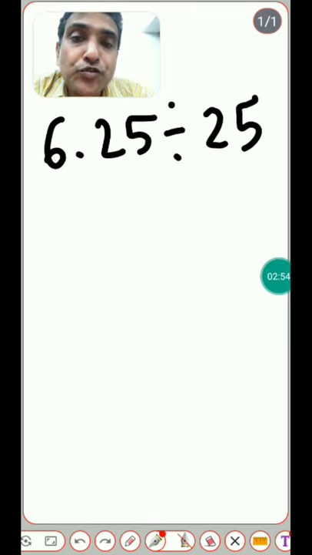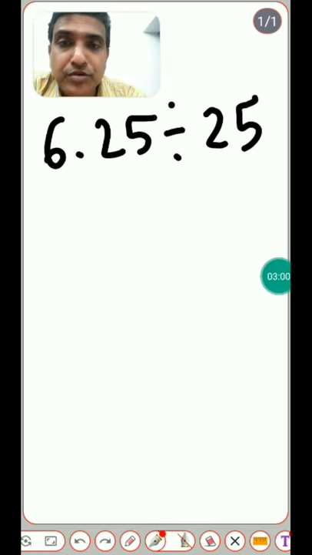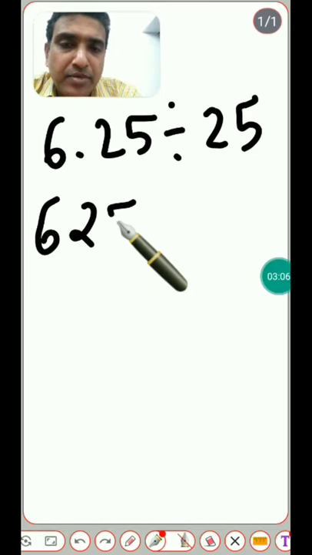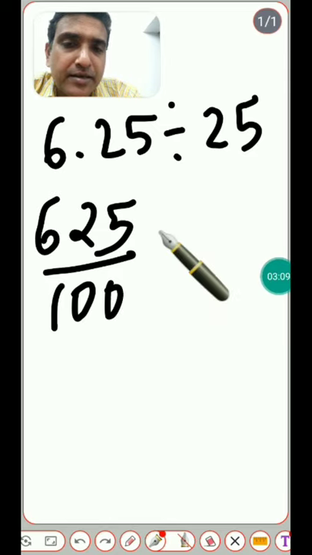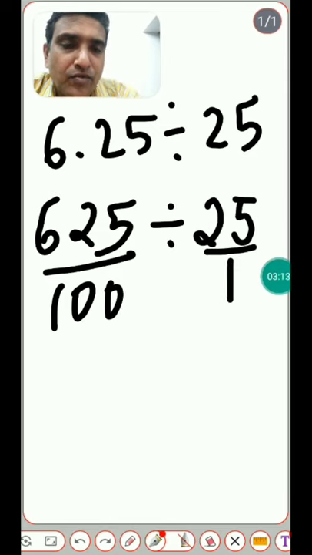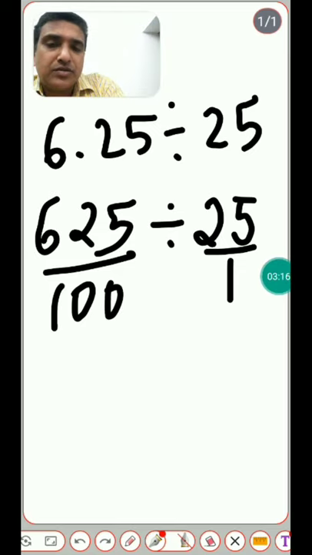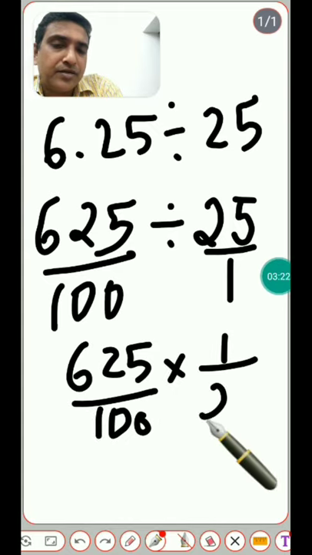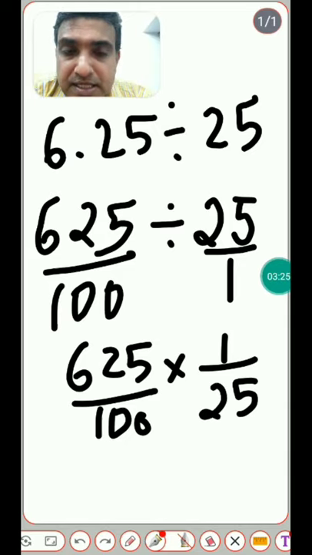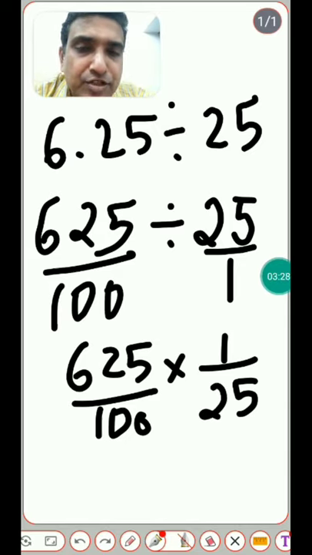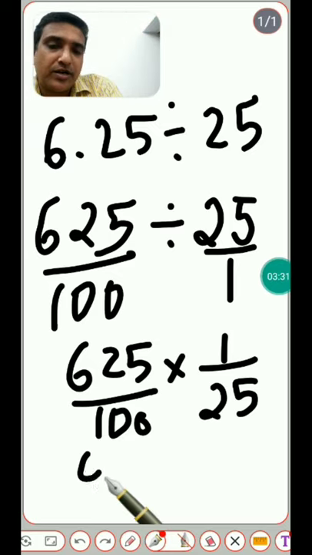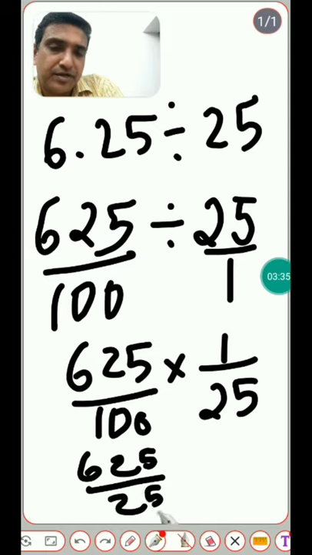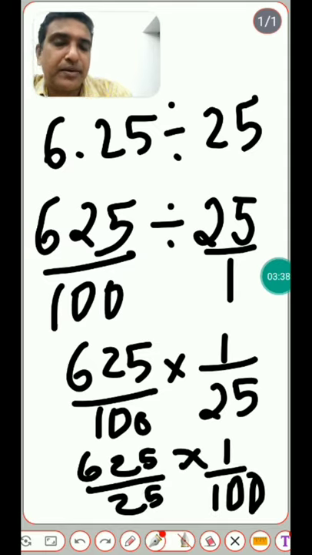So 6.25 divided by 25. Convert 6.25 into fraction form. How? You have two decimal places. So this can be written 625 by 100 divided by 25 by 1. Now the next is 625 by 100 into 1 by 25. Since it is a multiplication, you can interchange 100 and 25 mutually. So that is 625 by 25 into 1 by 100.